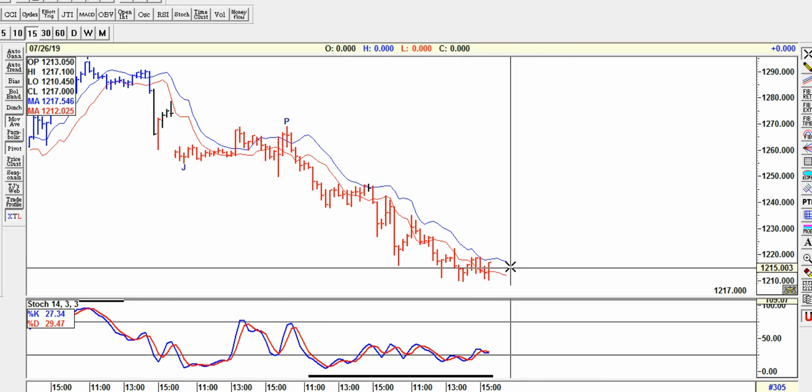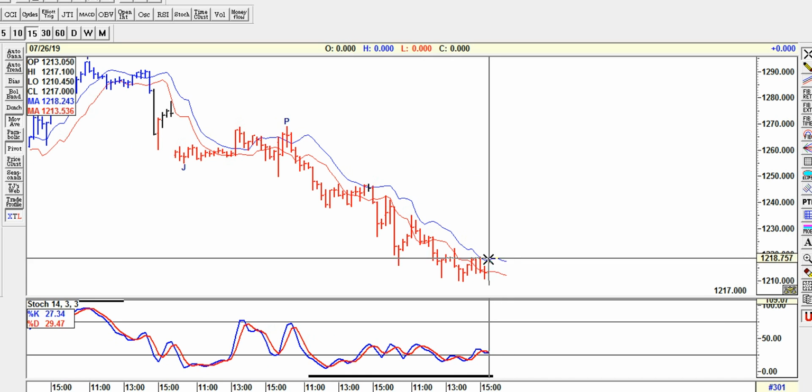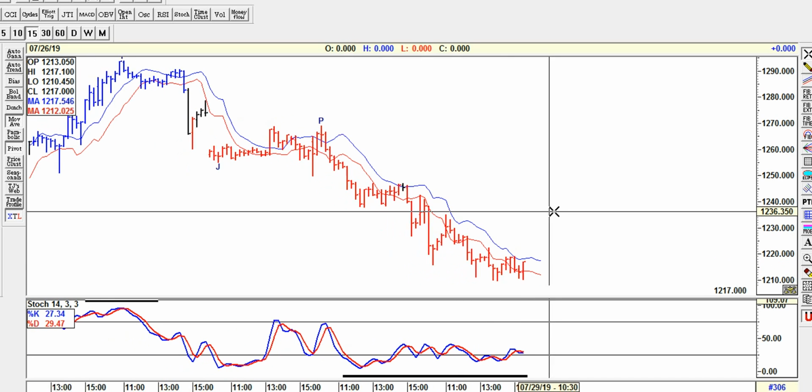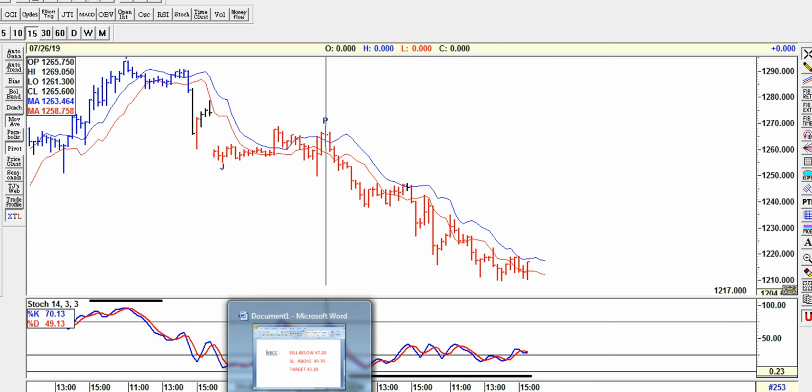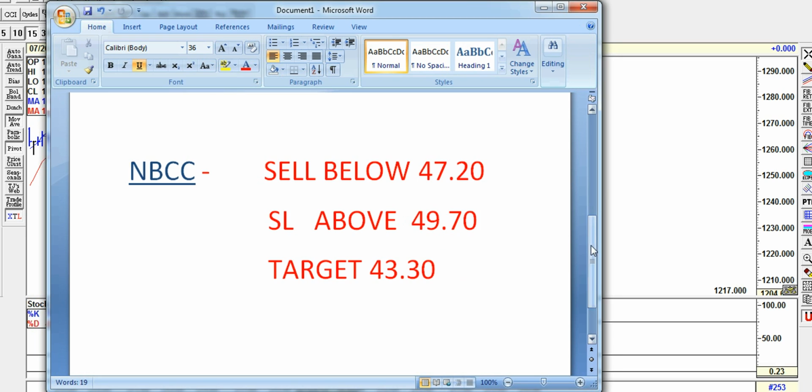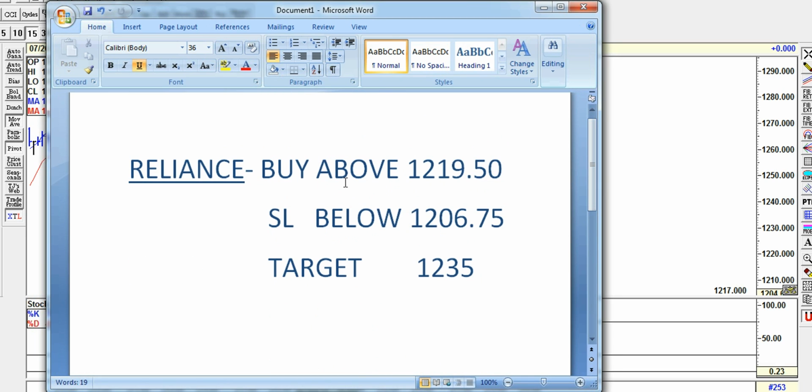So if we combine all these points and studies together, I have tried to assemble a few levels in Reliance Industries to initiate a buy trade in the next session. You can buy it above 1219.50. The stop loss will range below 1206.75 and the target for which will be 1235. Now that is all about Reliance.